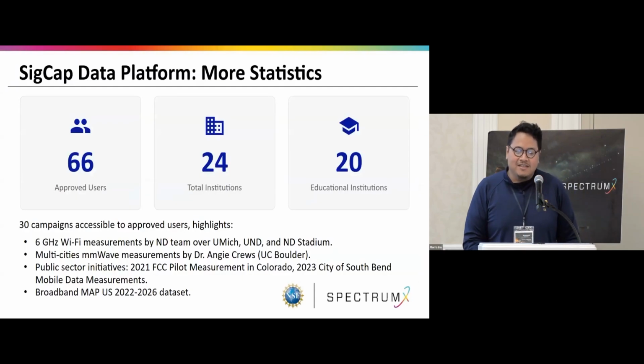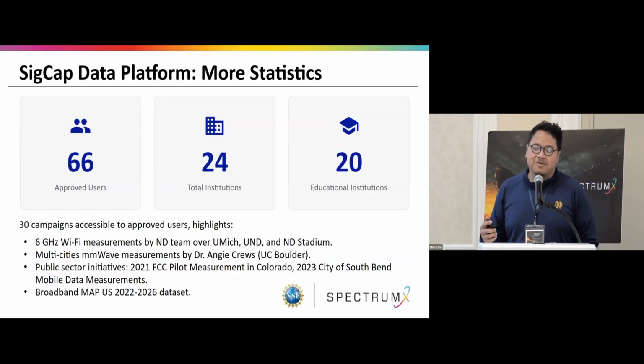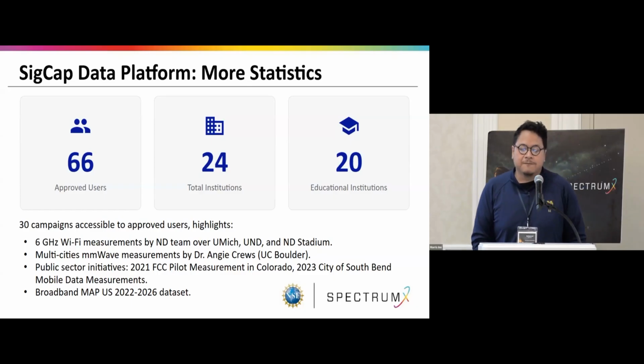And these are more statistics. Out of those 78 users, we approved 66 users, because we somewhat gatekeep the data from the public. We only allow it for educational institutions and participating industry people who are collaborating with SpectrumX. And I counted that there are 24 total institutions that contributed to the data platform, and 20 of those are educational institutions.